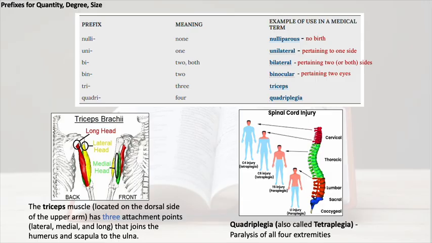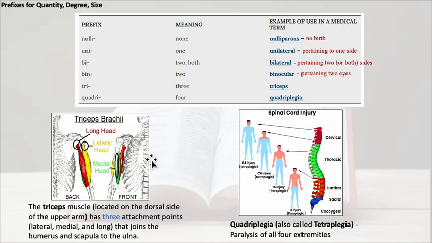Okay, let's proceed with our prefixes for quantity, degree, or size. We have quite a few here, and the reason for that is these particular prefixes are referring to quantities and specific numbers. So, nulli meaning none, uni meaning one, bi referring to two or both, in the case of both limbs, for example, like both legs, both arms. Bin is also referring to two, think like binary. The example here, binocular, pertaining to both eyes or two eyes. Tri means three and quadri means four.